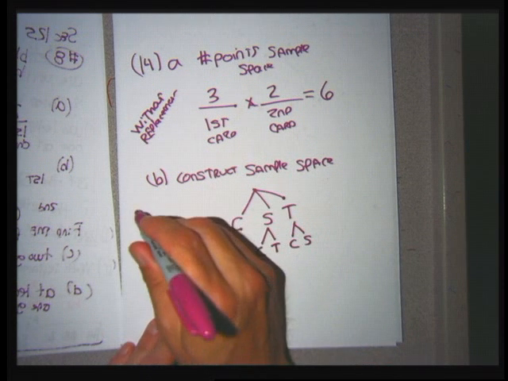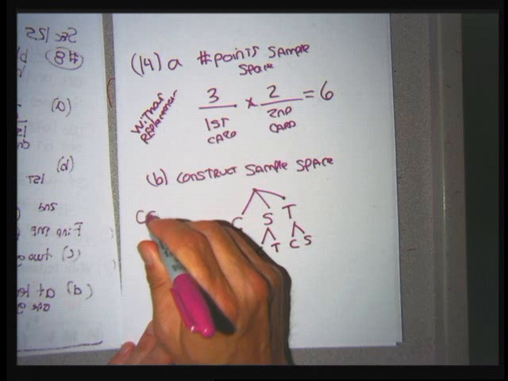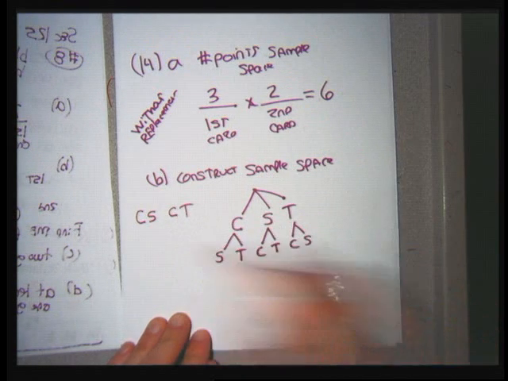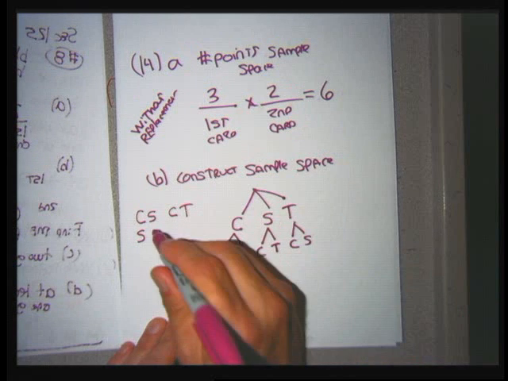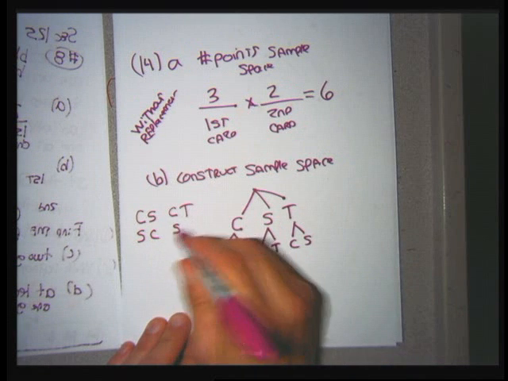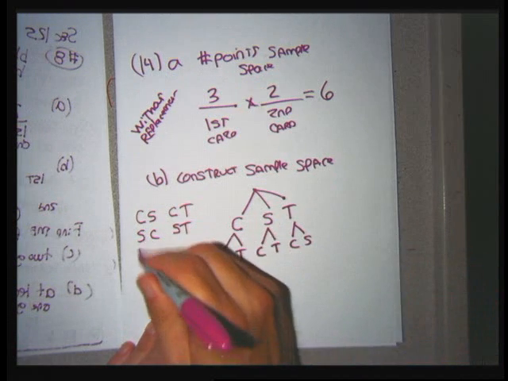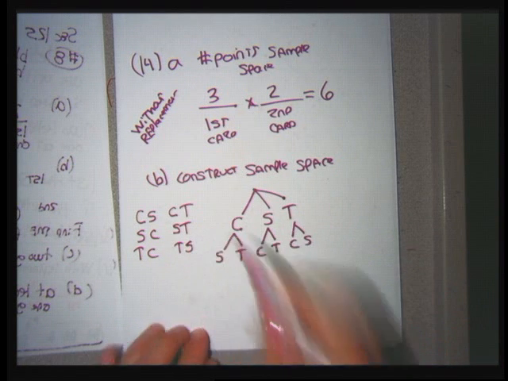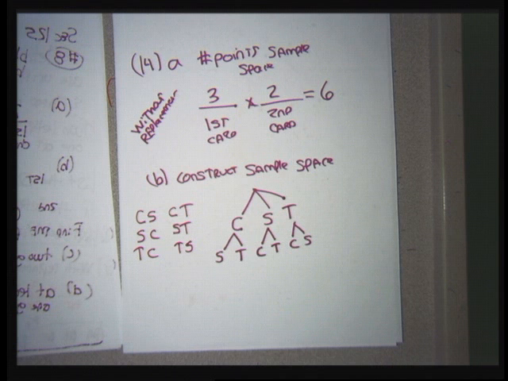So the sample space is going to be getting a circle card, then a square card; a circle card, then a triangle card; a square card, then a circle card; a square card, then a triangle card; a triangle card, then a circle card; a triangle card, then a square card. So for Question 14, because I'm not doing it with replacement, I didn't have the double C, the double S, or the double T. I couldn't get a card twice.